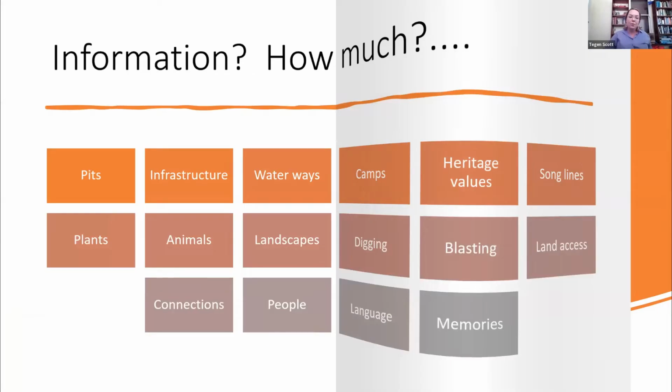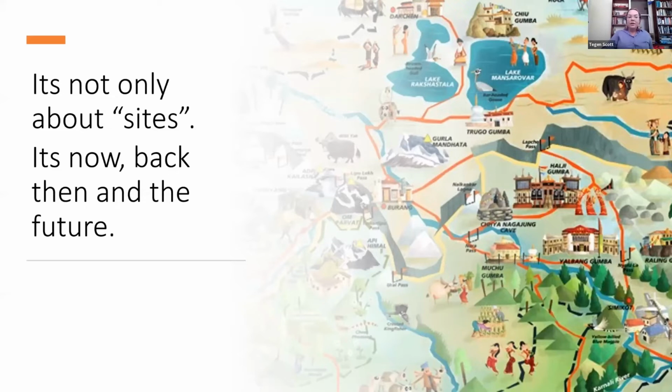So as facilitators, intermediaries, and often advocates, it's up to you to work out what do people want to know and what do people need to know so that you can be sure that they're making decisions based on all the information needed. It's not only about sites, it's about now, it's about back then, and it's about the future. Layers of activity and taskscapes that represent what country used to be, what it's going to be in the near future, and what it'll be in the imagined Indigenous landscape of the future.